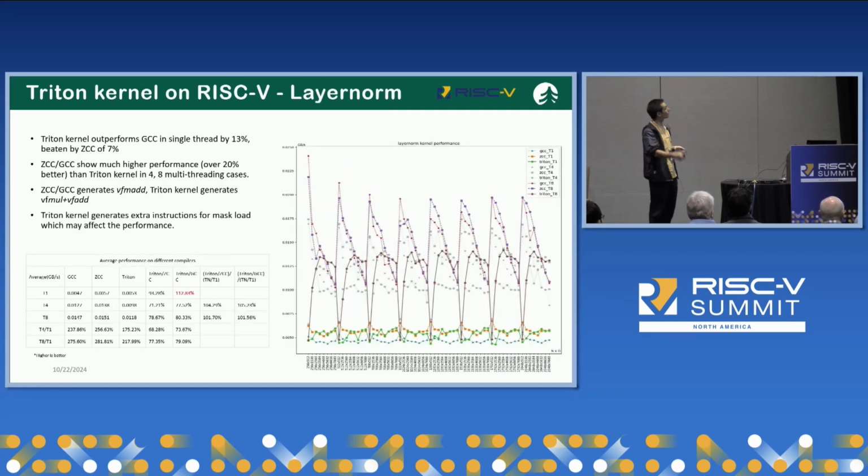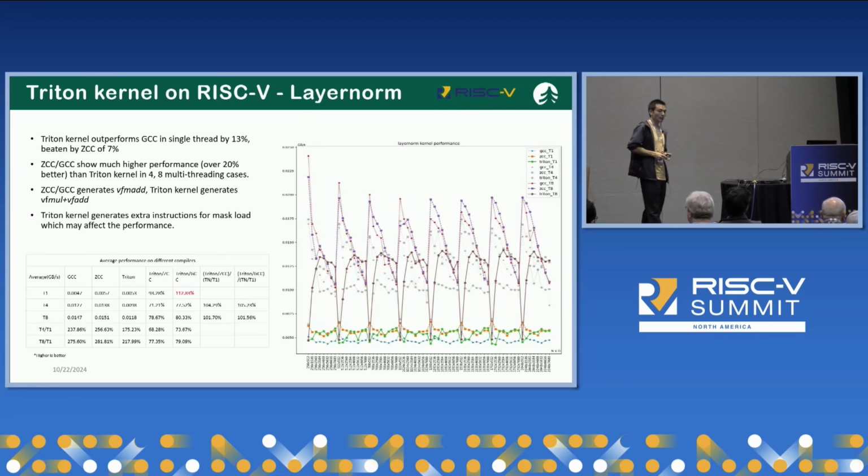Okay, for layer normalization, we can see the Triton kernel outperforms GCC in single-threaded mode by 13%, but in multi-threaded mode GCC is 7% better than the Triton kernel. So for multi-threading, the Triton kernel is not as good as the C kernel. We are still trying to identify what the problem of the Triton programming language is.